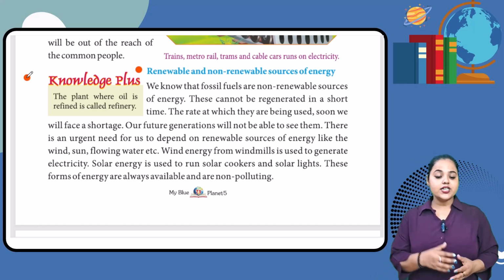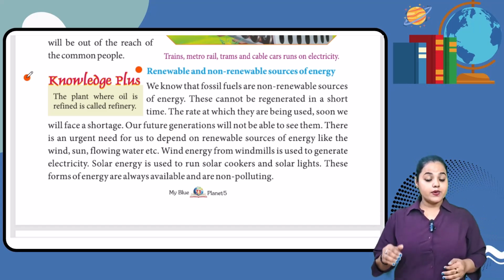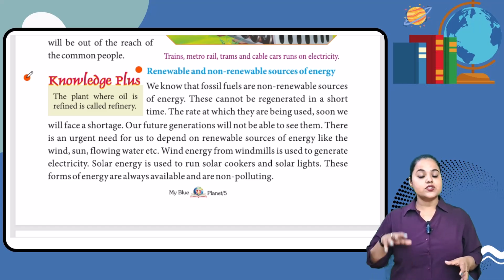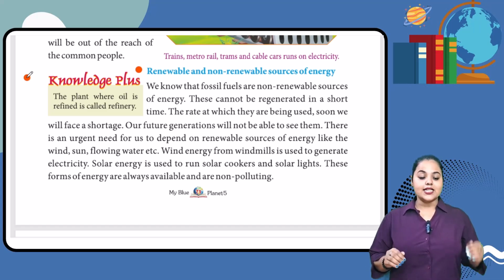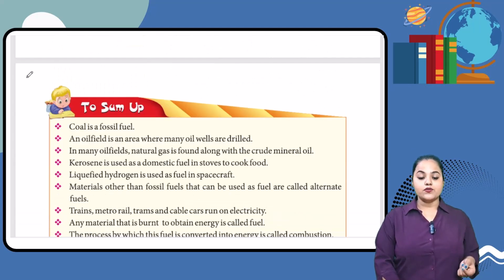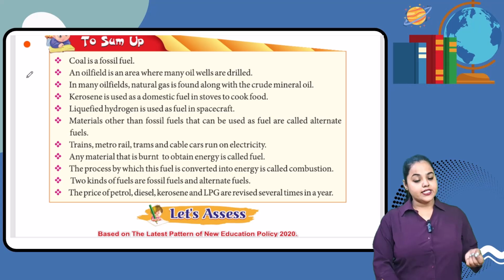So there is an urgent need for us to depend on renewable sources of energy like the wind, sun, flowing water, etc. Wind energy from windmills use होती है to generate electricity, and solar energy is used to run solar cookers and solar lights. And these forms of energy, they are always available and are non-polluting. Then we have completed our chapter here.